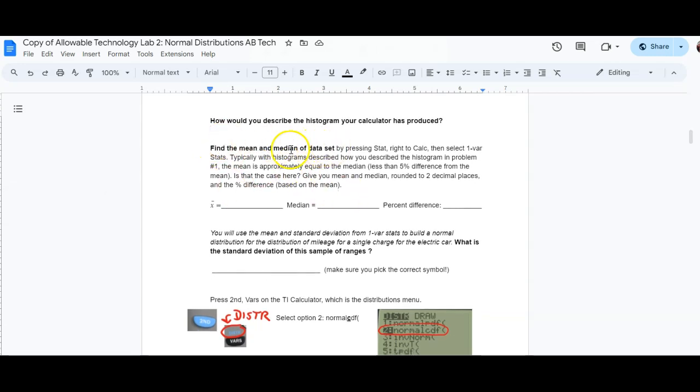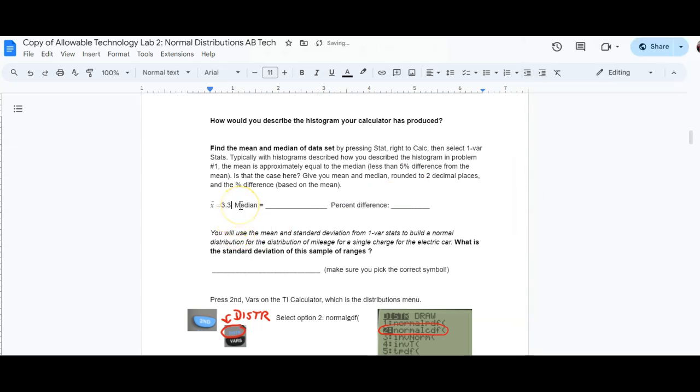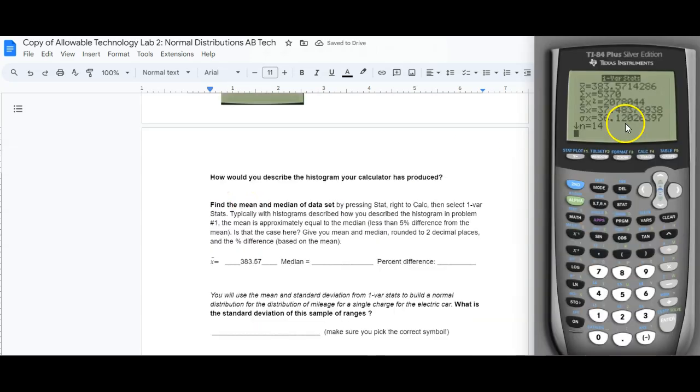All right, now I want to find the mean, median, and then percent difference of the data set. To find that, I go to second quit, then stat, calculate, the one variable stat. I hit enter a couple of times. There's my mean, to 2 decimal places it says 383.57. All right, there's the mean. So the median, again, scroll down in the 5-number summary at the very end, 380.5, there's the median.